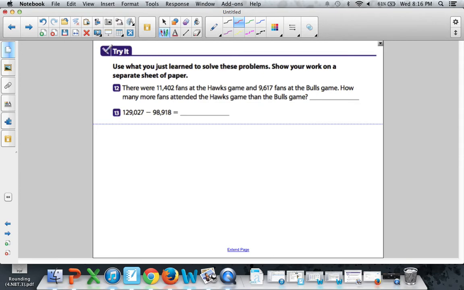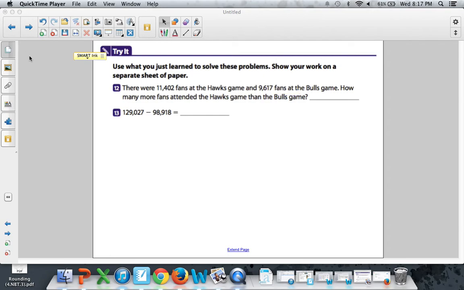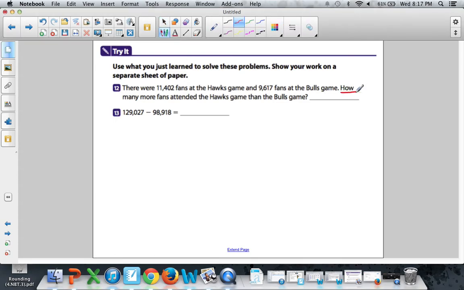Oh, there's a little bit more. All right, a little bit more. This time they're going to ask us to do some work and not just explain things. There were 11,402 fans at the Hawks game and 9,617 fans at the Bulls game. How many more fans attended the Hawks game than the Bulls game? A big clue that this is subtraction is the words how many more, and that word right there, than, with an A right there, not then, than. This is simple subtraction. So let's go ahead and do it.